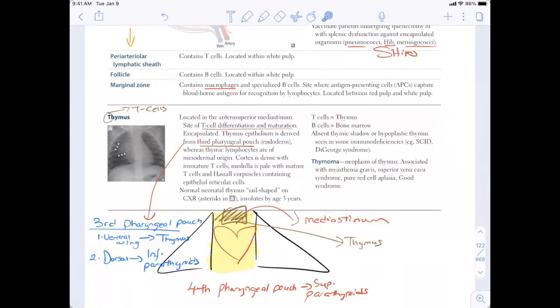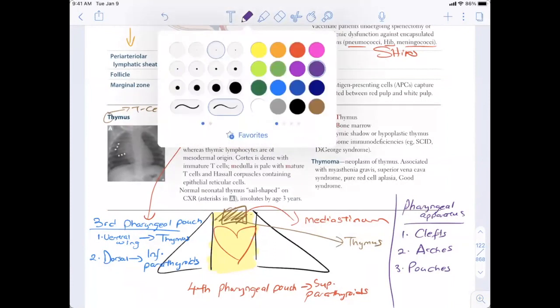And also just random, just in case I may never get the chance to go over this, but don't forget that all of this is your pharyngeal apparatus, right? And just as a quick side note, this is not immunology, but it doesn't hurt. Your pharyngeal apparatus, all right, always has three parts. You have the clefts, you have the arches, and you have the pouches. Okay, the clefts are on the outside, so they're going to be ectoderm.